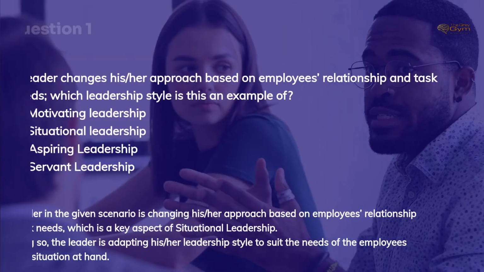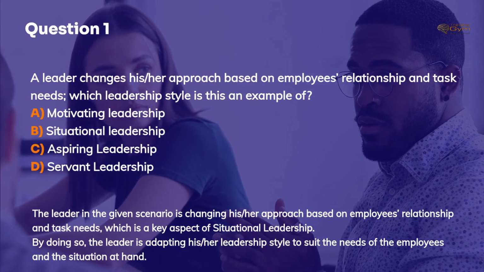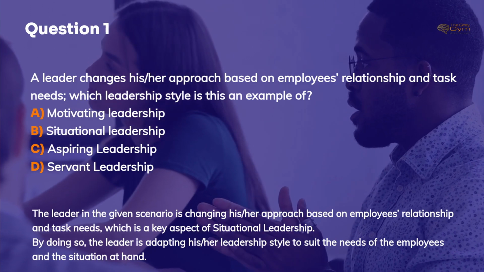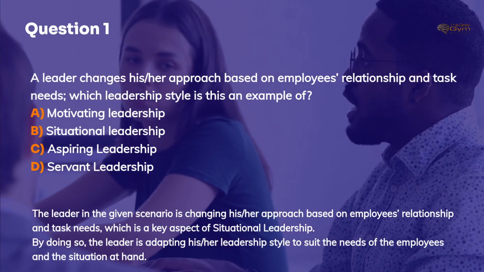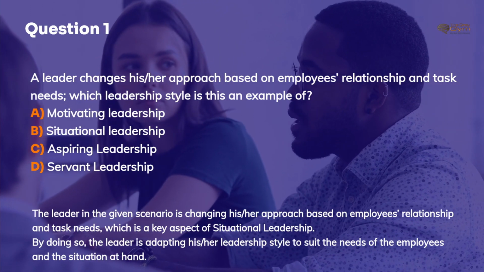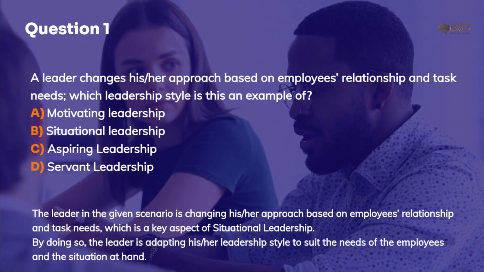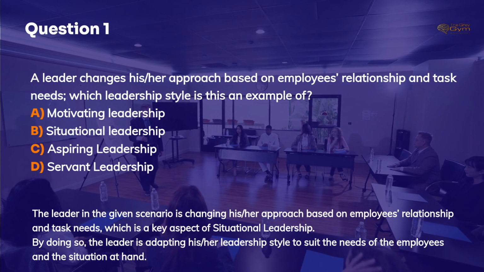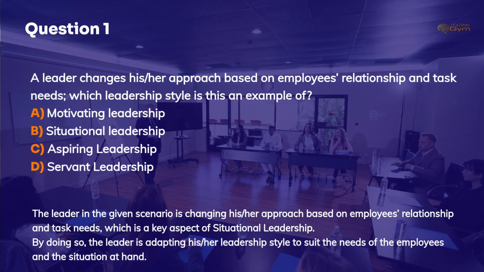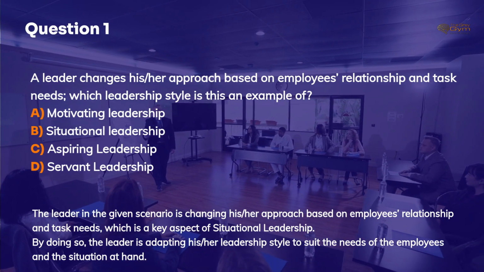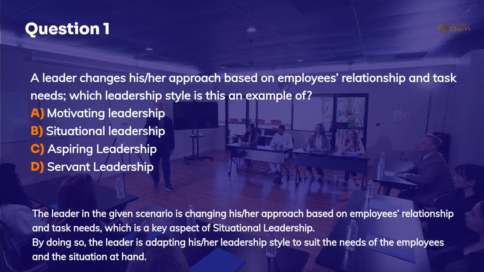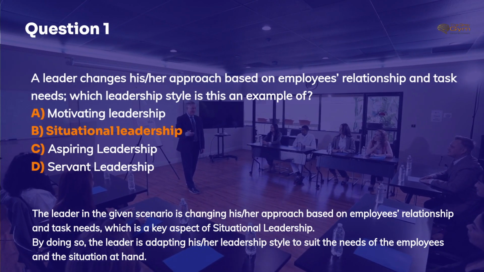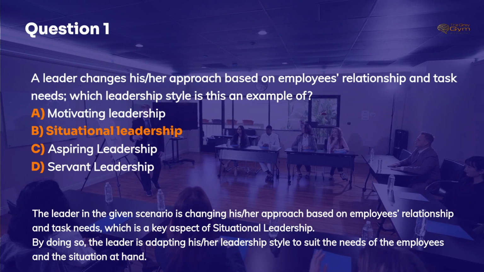The leader in the given scenario is changing his or her approach based on the employee's relationship and task needs, which is a key aspect of situational leadership. By doing so, the leader is adapting the leadership style to suit the needs of the employees and the situation at hand. Therefore, the correct answer is option B, situational leadership.